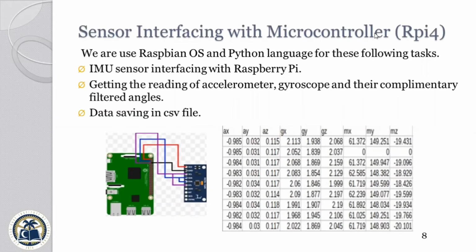We can apply the complementary filter to the IMU sensor and its values come in the form of pitch, yaw, and roll. For data saving, we create a CSV file and save the data coming from the IMU sensor. Upcoming tasks.